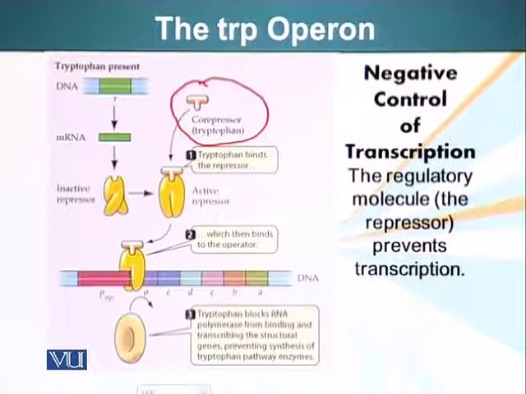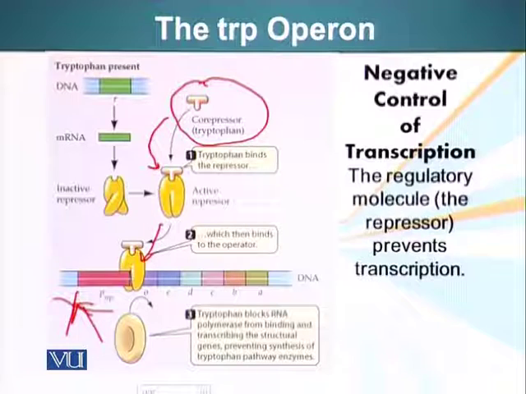So when tryptophan is present, it acts as a co-repressor. It binds the repressor, and the repressor goes through a conformational change. The DNA binding domain of this protein becomes available to bind the operator. It prevents the RNA polymerase from binding the promoter and from forming messenger RNA. It prevents that.